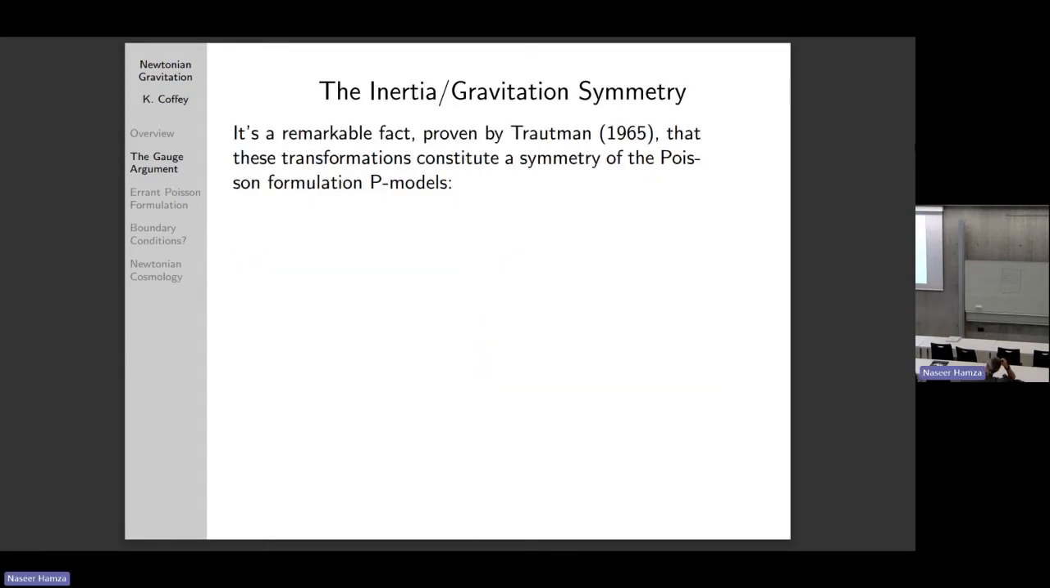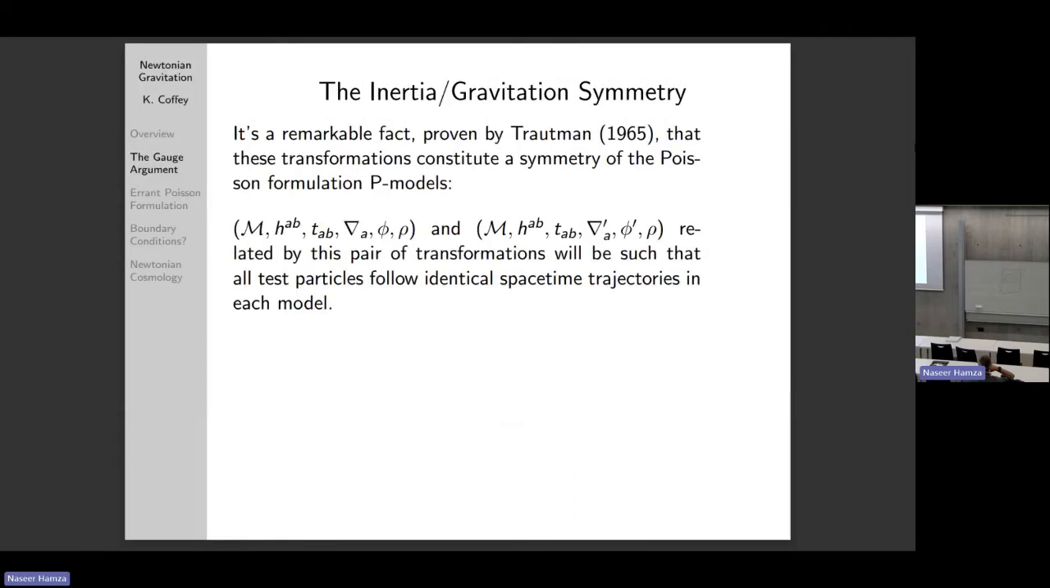Okay, so the argument turns on this really remarkable mathematical theorem that Andre Troutman proved in the 60s, that the transformation that I just defined constitutes a symmetry of the Poisson formulation. What does that mean? That means if you take two models that satisfy the Poisson equation and are related by that transformation, they will be such that all test particles follow identical space-time trajectories in each model.